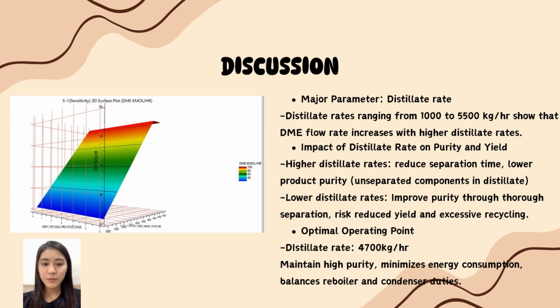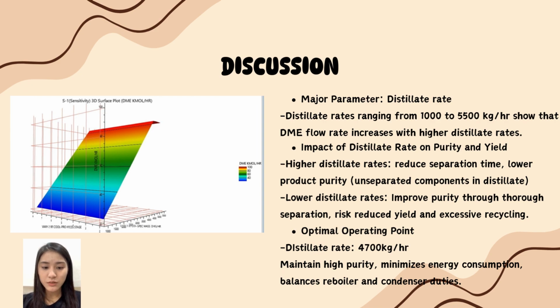Next, the other major parameter is the distillate rate. According to the 3D graph, distillate rates ranging from 1000 to 5500 kg per hour show that the DME flow rate increases with higher distillate rates. How does the distillate rate affect the purity and yield? If the distillate rate used is too high, the separation time will be reduced and lower the product purity as there are more unseparated components in the distillate.